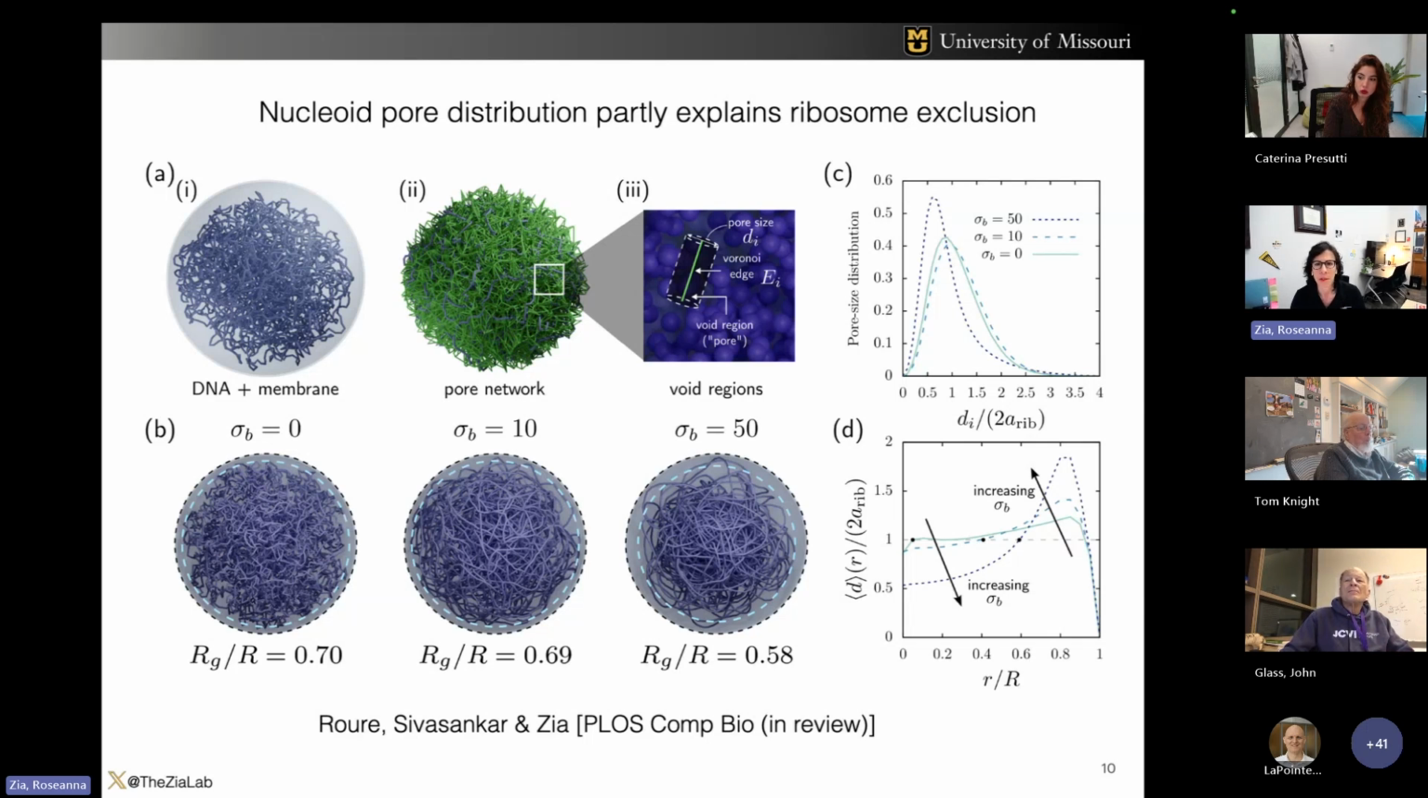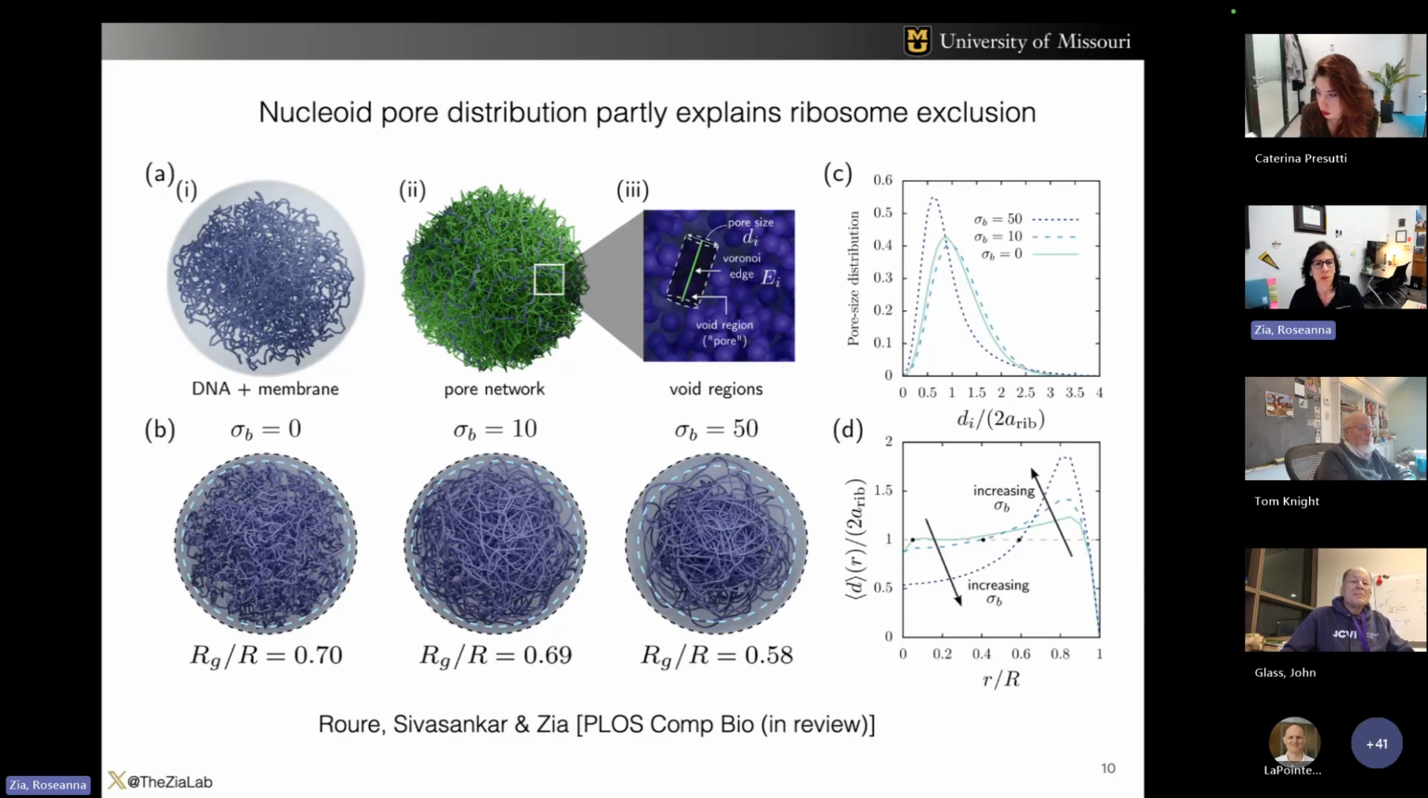So the light blue dashed line in each of these snapshots encloses about 95% of the DNA, illustrating the global compactness in a visual way. We did measure the radius of gyration for each stiffness, and that's shown below each snapshot and confirms that lower stiffness of the DNA tends to expand the nucleoid region.